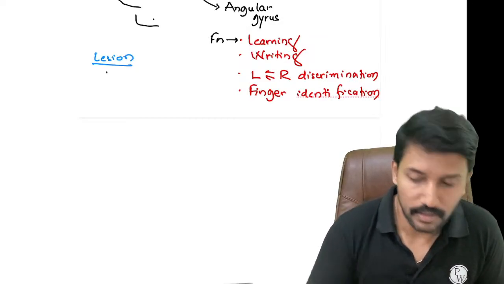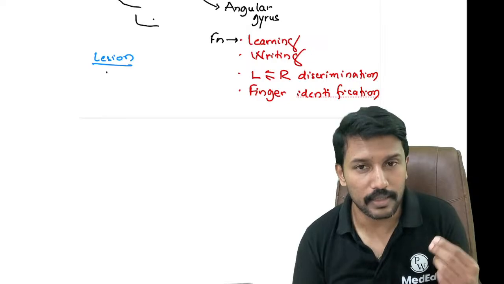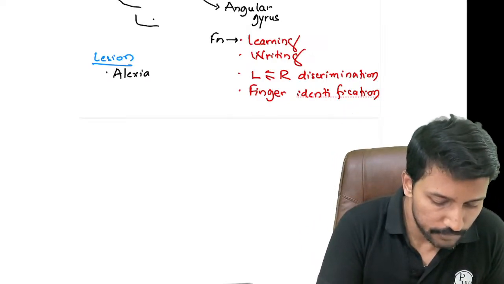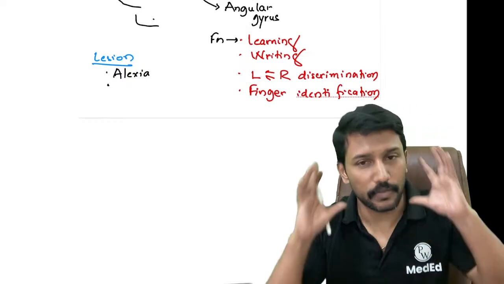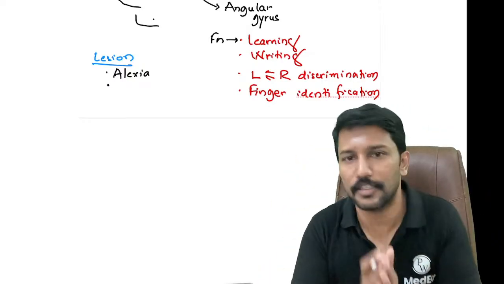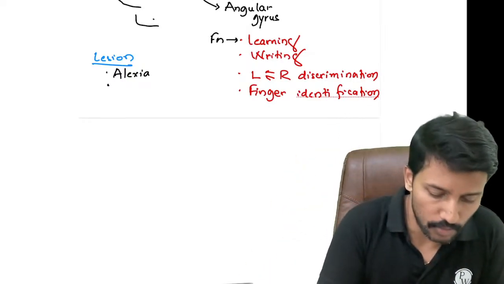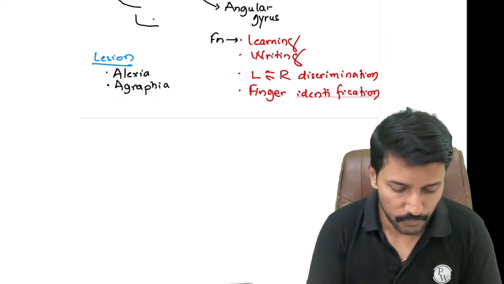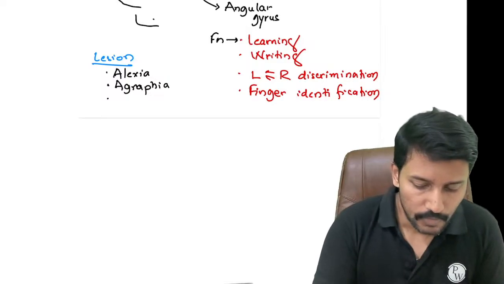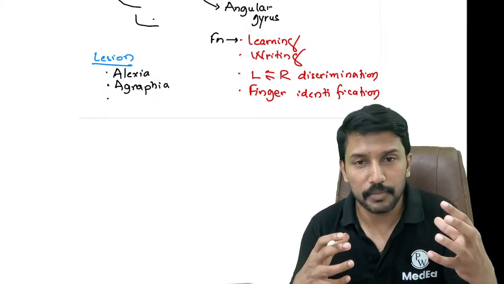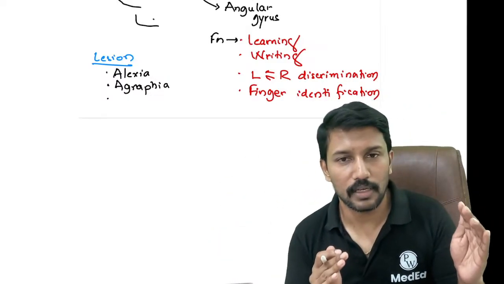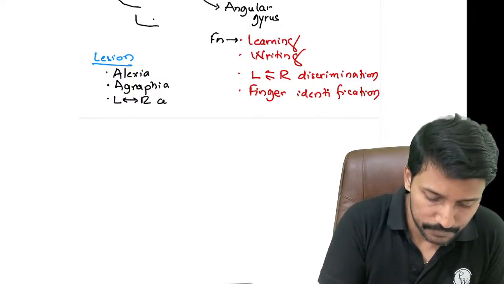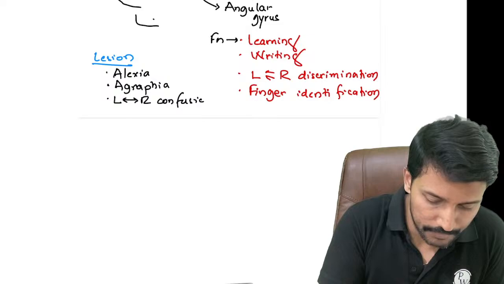So when there is a lesion or damage to this angular gyrus, right, we will lose our ability to learn. So when we lose our ability to learn, we call it alexia. Then we lose our ability to write. Means we know the language, we can recognize the letters, but we can't write. We call that condition agraphia, as someone had already pointed out. Then we lose our ability to differentiate between the left side and the right side. So we call that left right confusion.